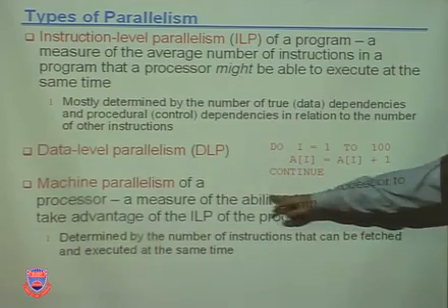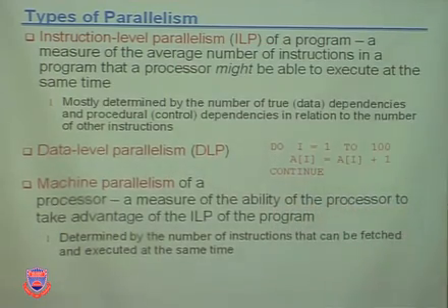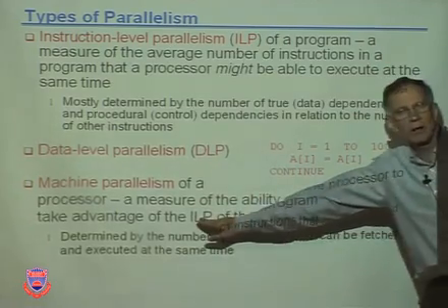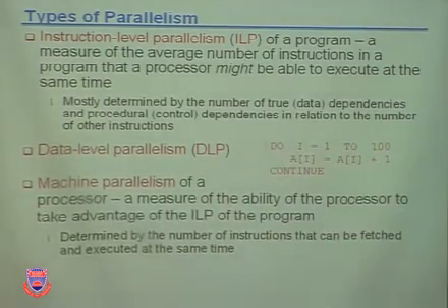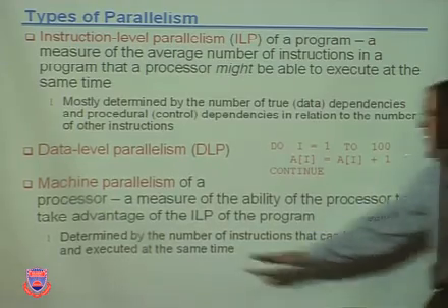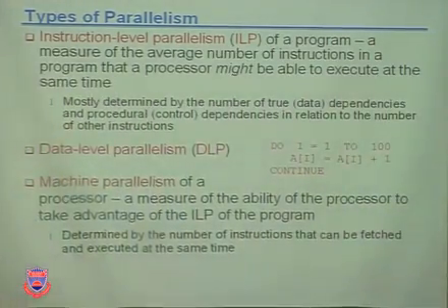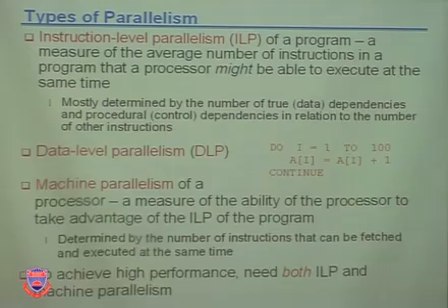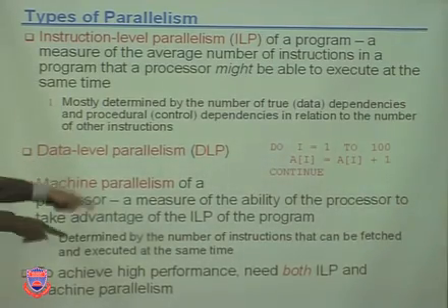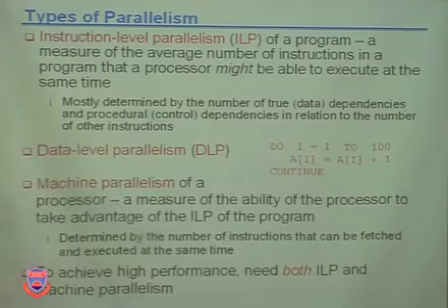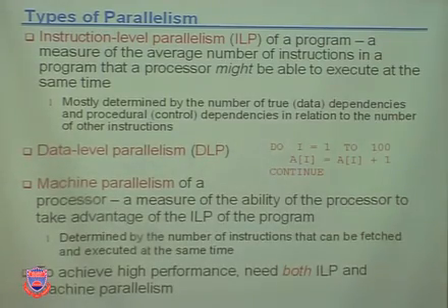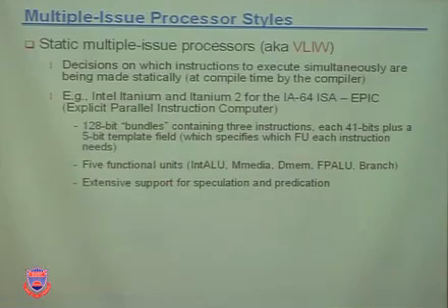A machine parallelism is the measure of the ability of a processor to actually take advantage of the instruction level parallelism or the data level parallelism in the program. It's determined by the amount that you can do in parallel in the hardware. You've got to have the hardware in order to be able to do it. Okay, so to achieve high parallelism, you need both the code to have it and you need the machine to support it. That's the point I made earlier. That was the introduction. I'm saying it again because it's the key point in this section of slides.